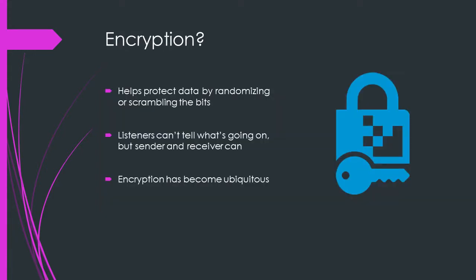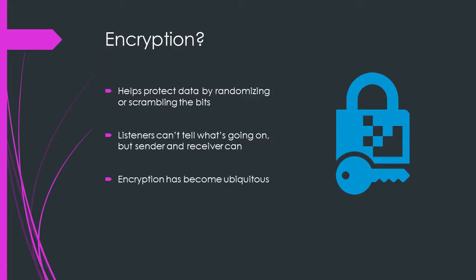Of course, we won't be able to give a full rundown of the entire field of cryptography in this talk, but this should act as a nice primer for what we need. Encryption is a process by which we help protect data by randomizing or scrambling the bits based off a secret value, so that anyone listening in on a conversation between two parties can't figure out what's going on in the messages, but both parties, the sender and the receiver, can still know exactly what the data packages mean.